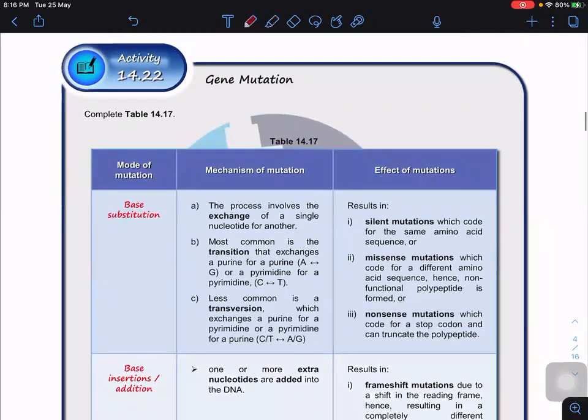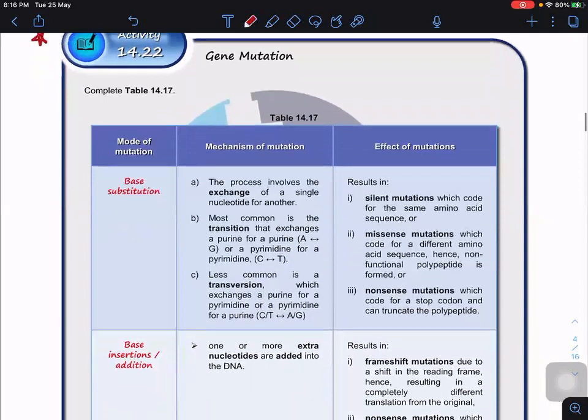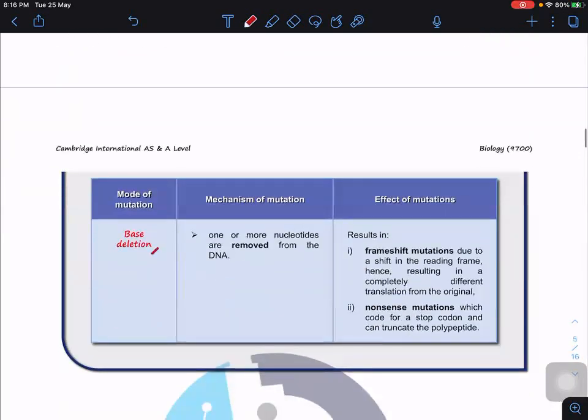So next, we're going to look at this. This is very important. You must know this. I put a star here, the gene mutation. So we have three modes of mutation here. One is a base substitution. Second is a base insertion or base addition. And the third one is a base deletion.